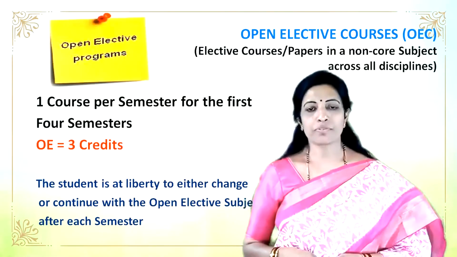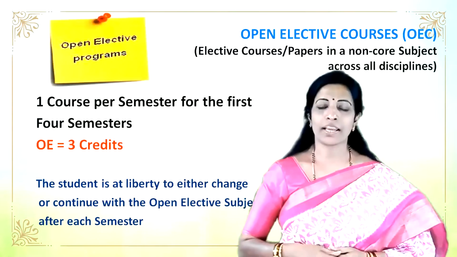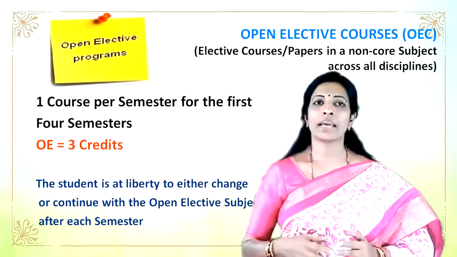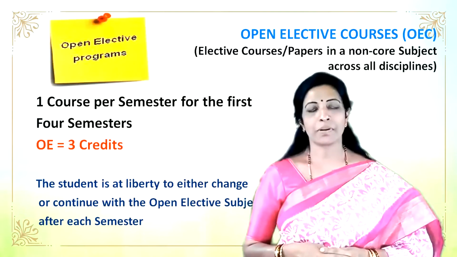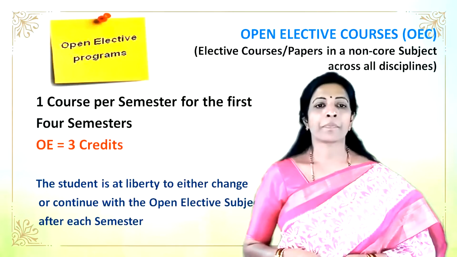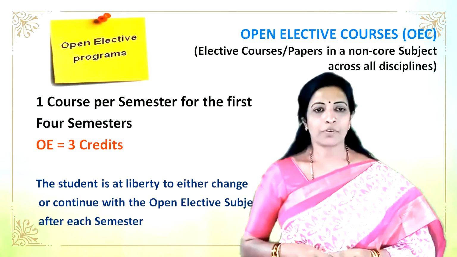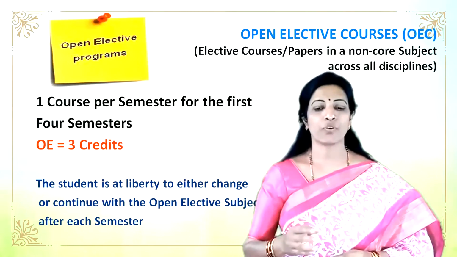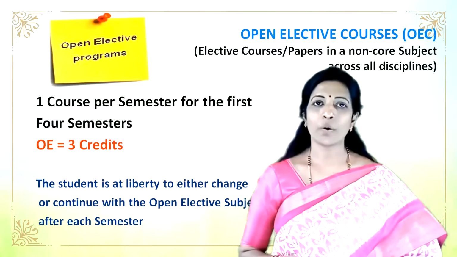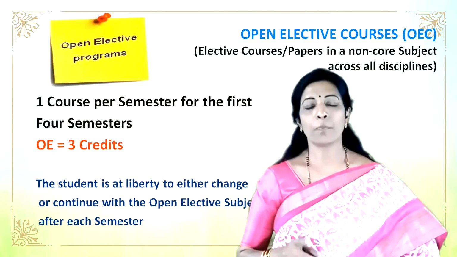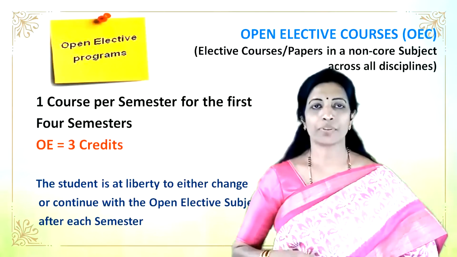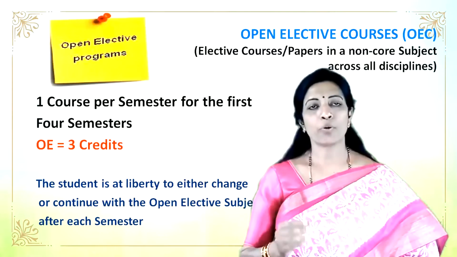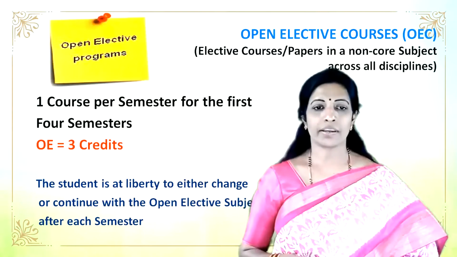Open elective courses, again, as I've already explained earlier, are non-core subjects, and can be from any of the disciplines which are offered in the college. This open elective course has 1 course per semester for the first 4 semesters. The student can opt for 1 open elective course for each of the first 4 semesters. This open elective course will carry 3 credits.